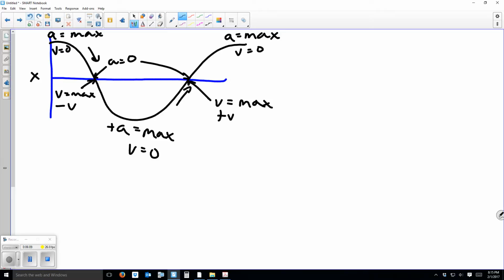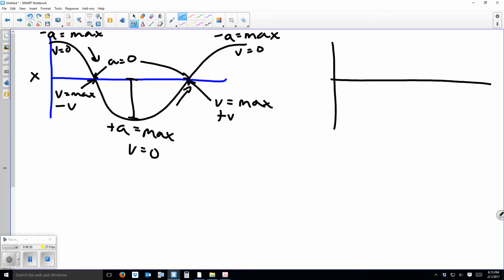You're moving up. If you pull a spring downward, like we have here, then the acceleration is to accelerate it back to that equilibrium. And your negative acceleration is max at those peaks. It's getting a little crowded, so I'm going to draw another one for our potential and kinetic energy.